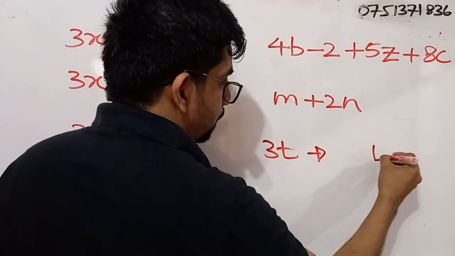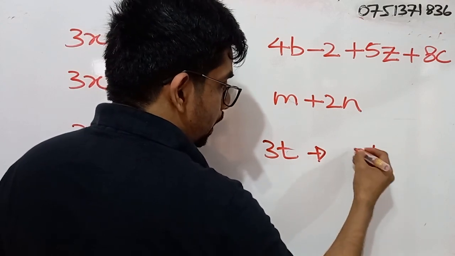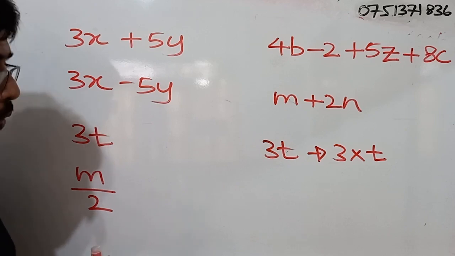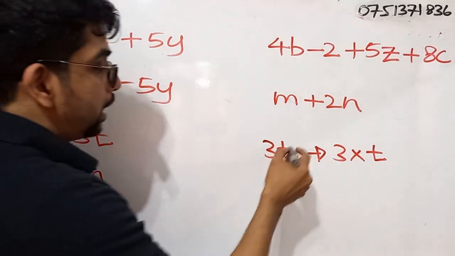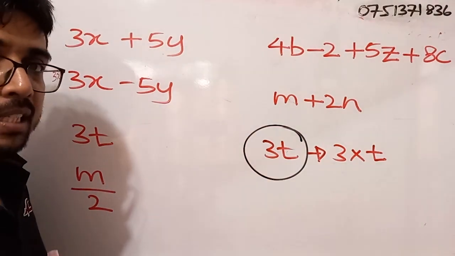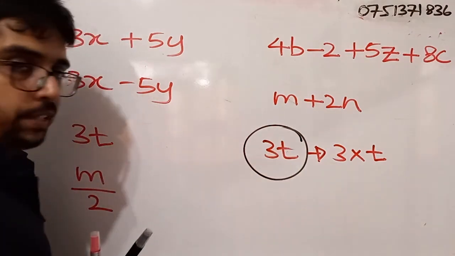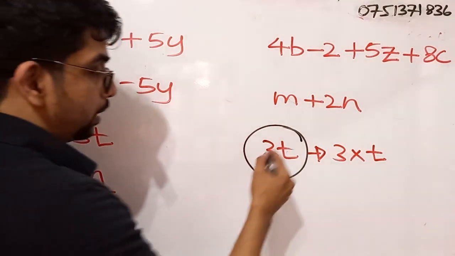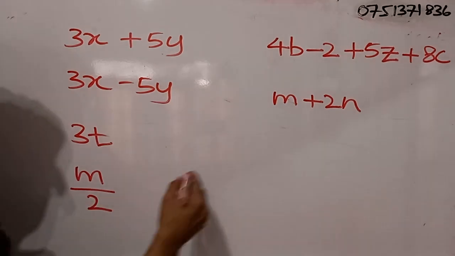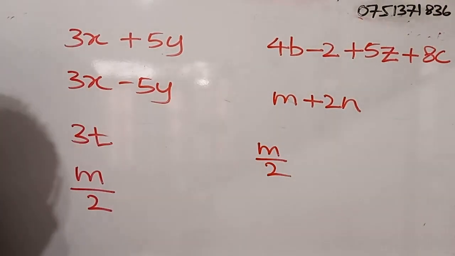We have to multiply t by 3, right? So this entire grouping is what? An algebraic expression, right? So what is the coefficient of t? The number in front of it, which is what? 3. Right. So now we take the fourth algebraic expression.